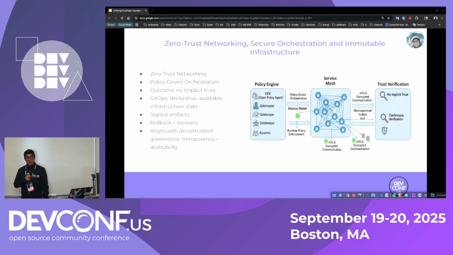With this, something came into the scenario: Zero Trust networking, secure orchestration, and immutable infrastructure. Once developers take away the infrastructure, we don't care, basically. As a developer, I will have my cluster or my connection cluster to do my pipeline and go for it.